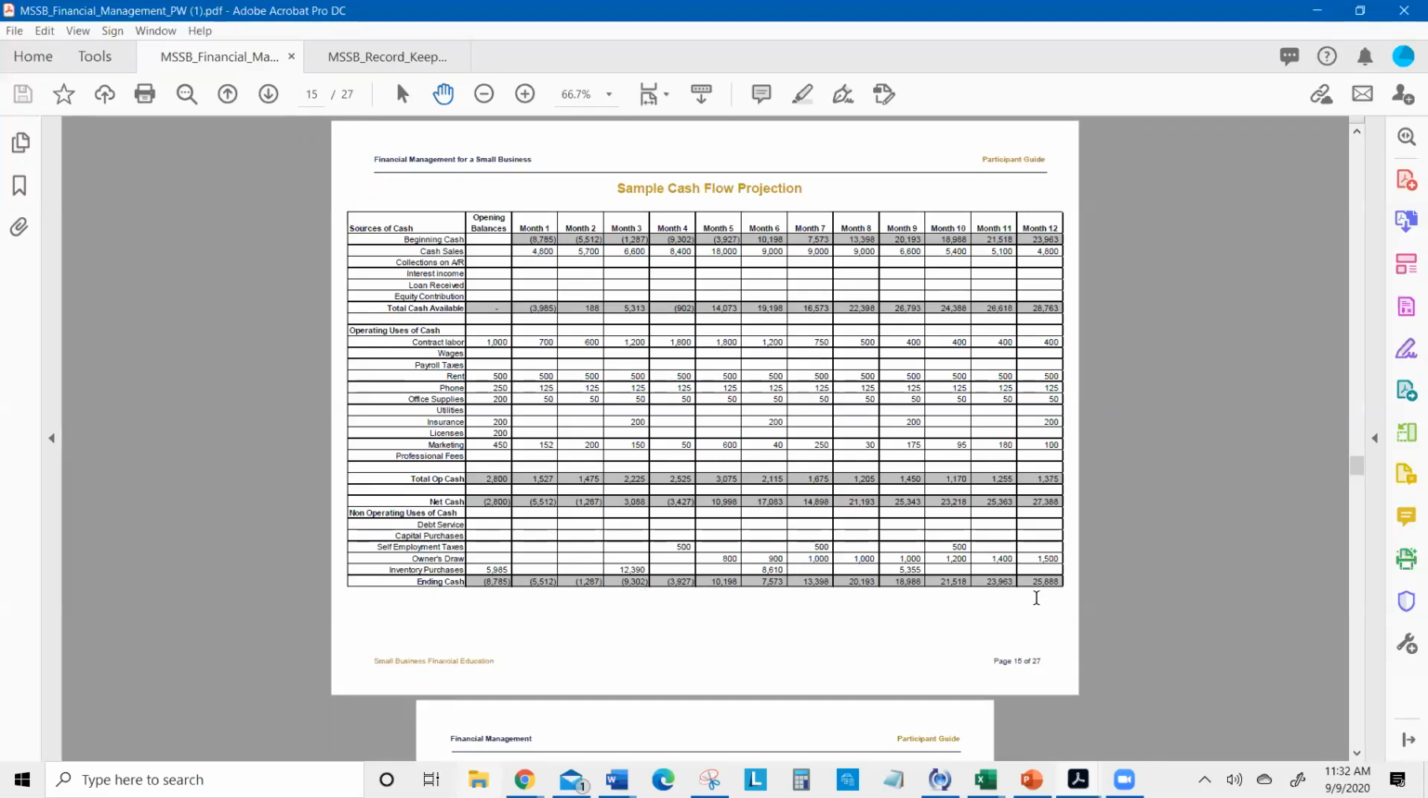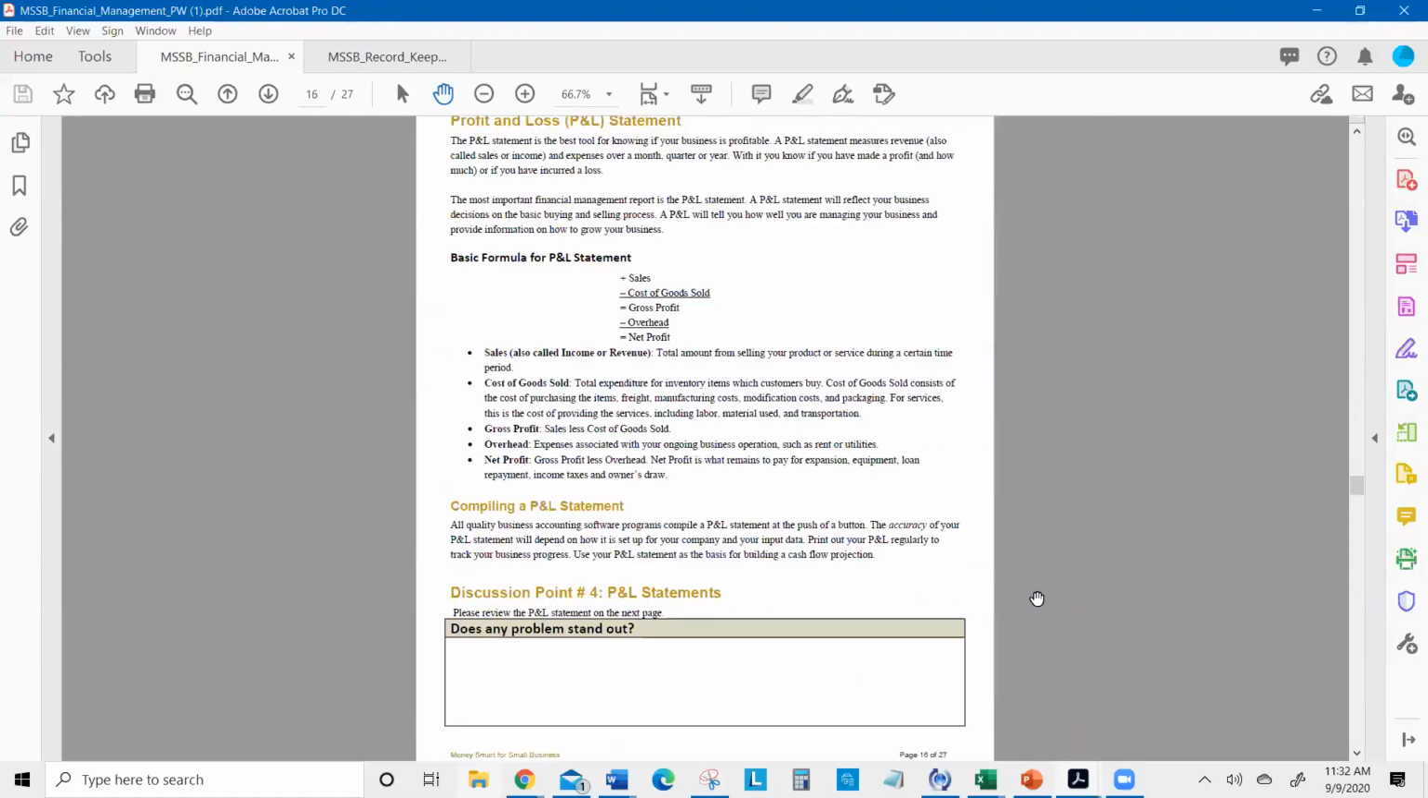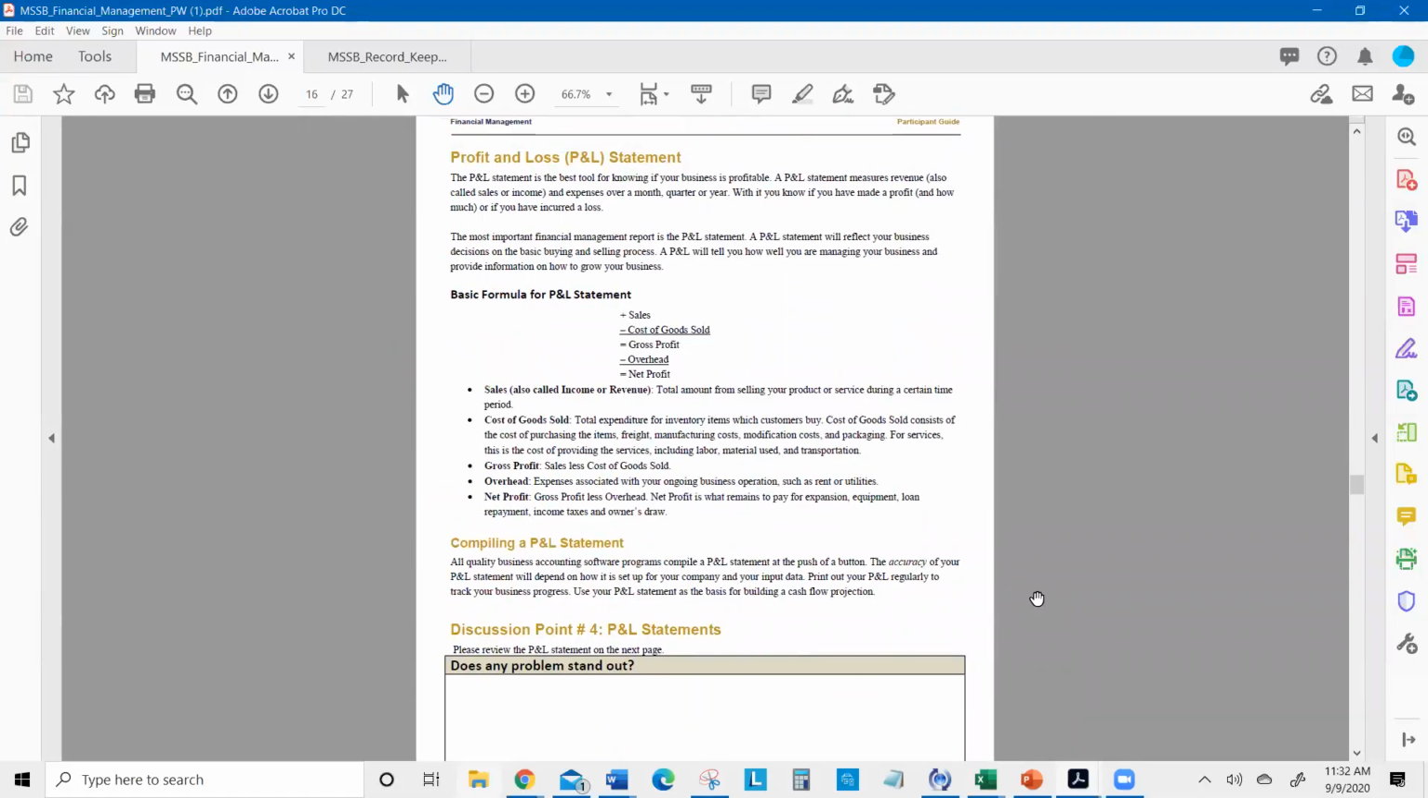So you know the state's going to pay, it's just a matter of when, right? So hopefully this allows us to revisit the conversation about how you can use these statements to plan. And then if you scroll down a little bit to the next page, you'll see there's a conversation about a profit and loss statement, right?